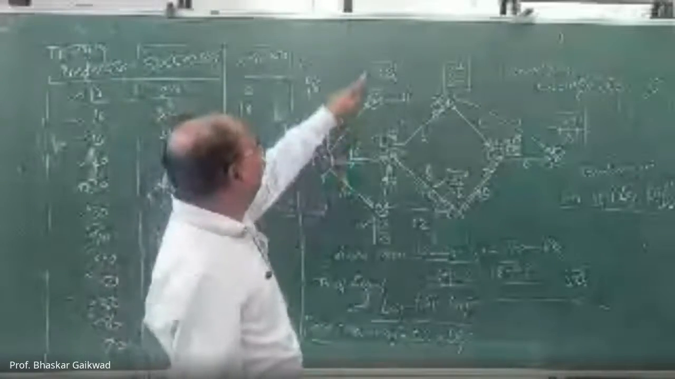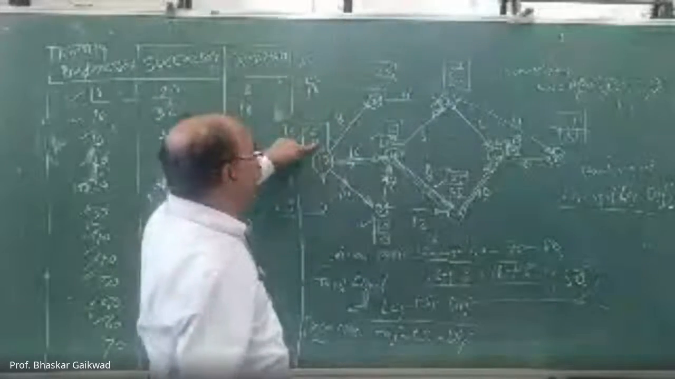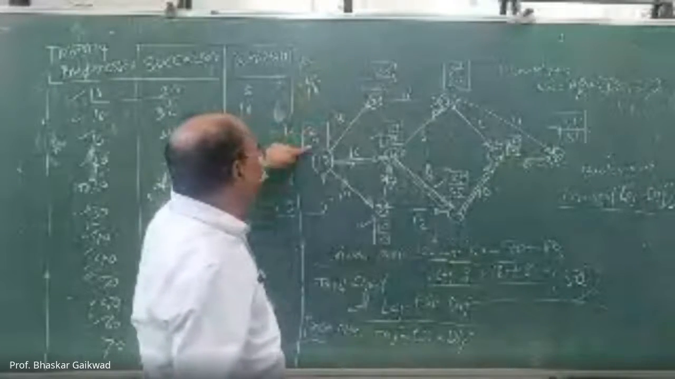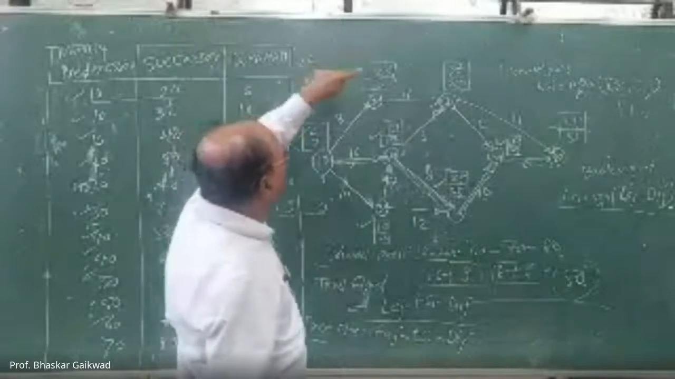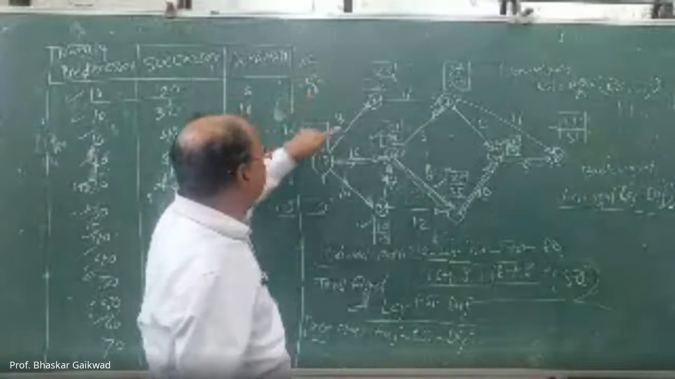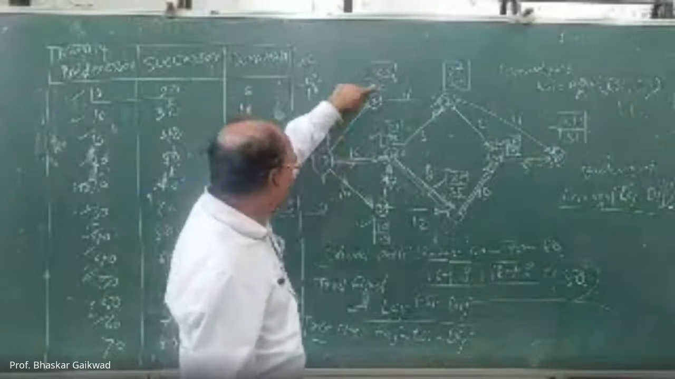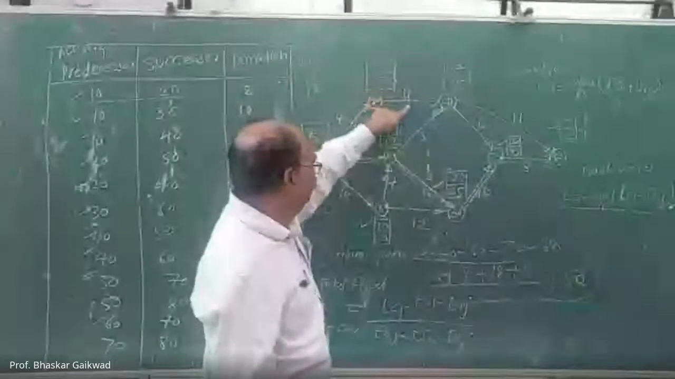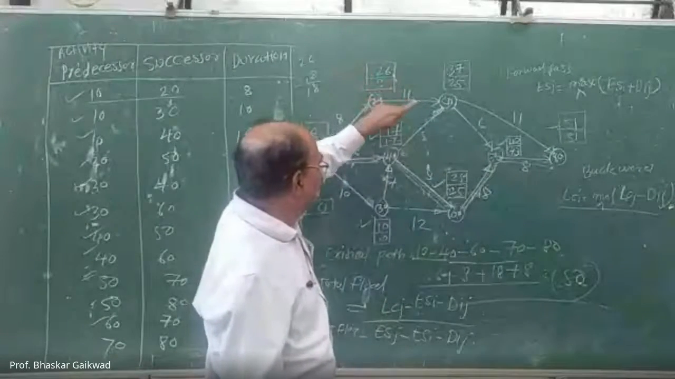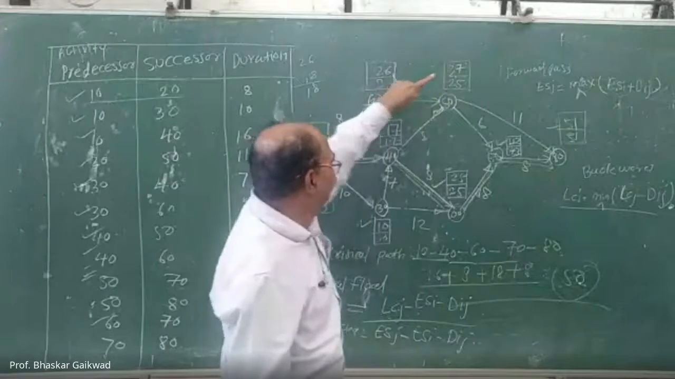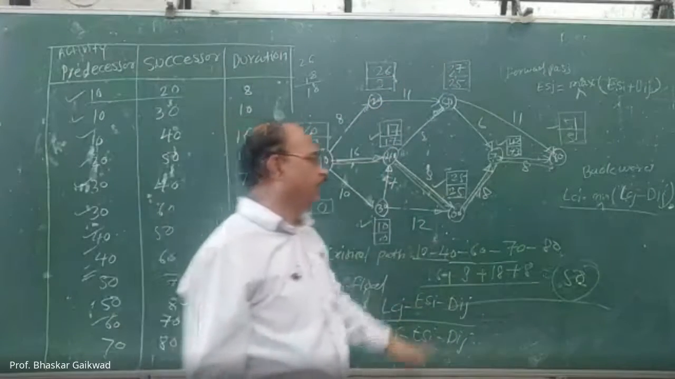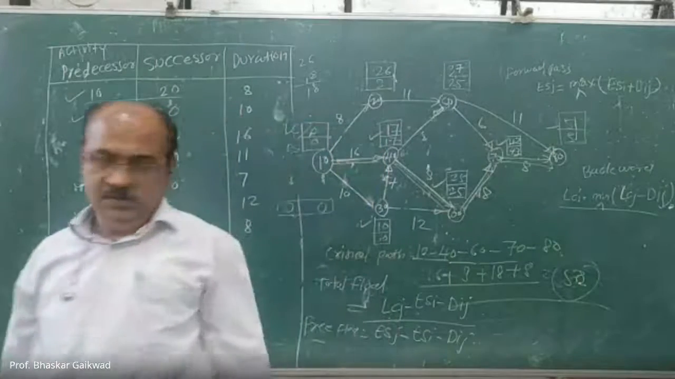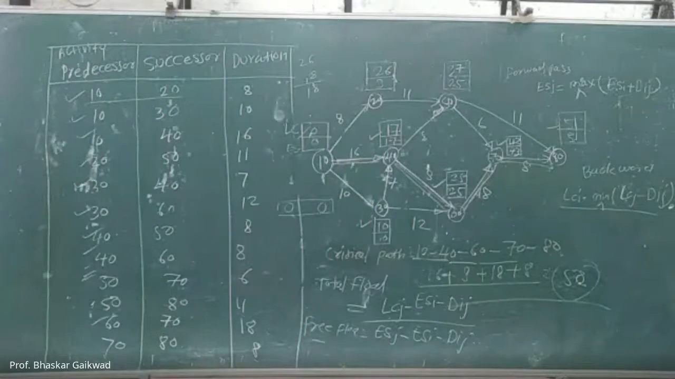Total float, how do you have to calculate? Make this cross: highest minus lowest minus duration. This is the total float. Free float: lowest minus duration. But for total float, highest minus lowest minus duration. This formula you have to use. Correct? So this is called the total float and free float.